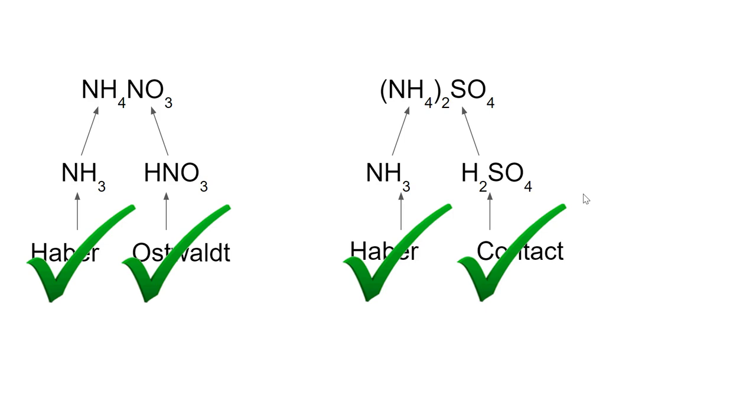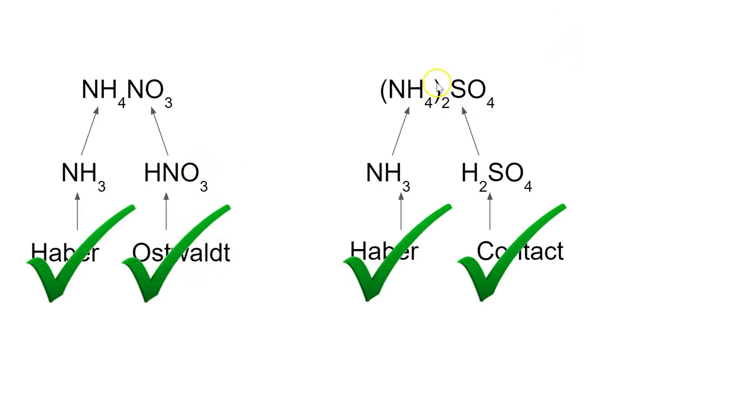Okay, so let's quickly recap. This chapter is all about producing fertilizers. And the 2 fertilizers that we're going to look at are ammonium nitrate as well as ammonium sulfate. In order to make ammonium nitrate, I need ammonia as well as nitric acid. Ammonia I produce using the Haber process. Nitric acid I produce using the Ostwald process.